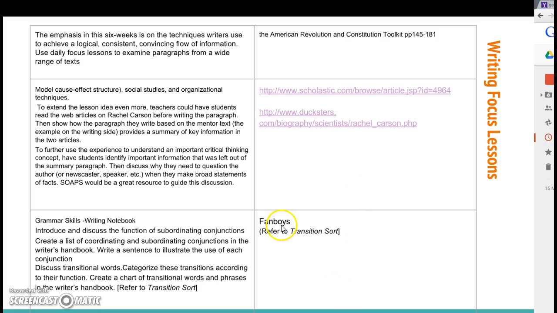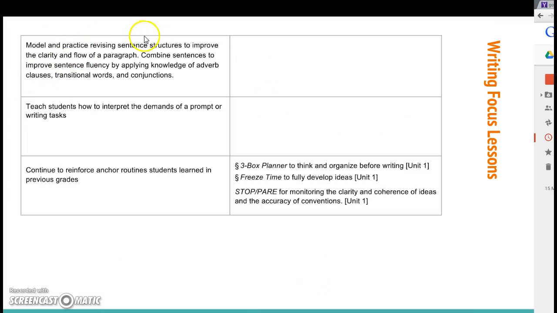In grammar, using the FANBOYS, that is the acronym that you're going to be using, that mnemonic for the FANBOYS, to introduce the function of subordinating conjunctions, and creating a list of coordinating and subordinating conjunctions in the handbook, and discussing transitional words. And then you're going to have an activity called the transition sort that you're going to want to use in your writing workshop. Model and practice revising sentence structure to improve the clarity and flow of a paragraph. Teach students how to interpret the demands of a prompt, and continue to reinforce anchor routines.